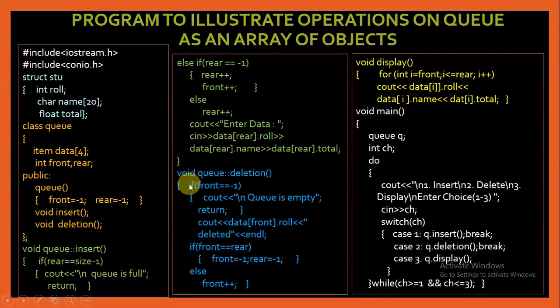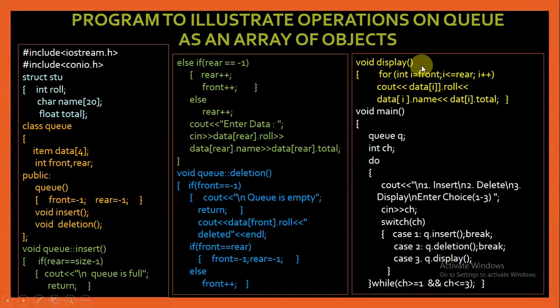Now for the deletion case, I will check if front is -1. I will simply say queue is empty or queue underflow and there is no element to be deleted from the queue, so I will simply return back. Otherwise, if there are elements in the queue, I will display the roll number of the first element in the queue, and then I will check if front is equal to rear. It means there is only one single element in the queue, and deletion of that element will result in both front and rear becoming -1. And if there is more than one element, in that case front is simply incremented by 1.